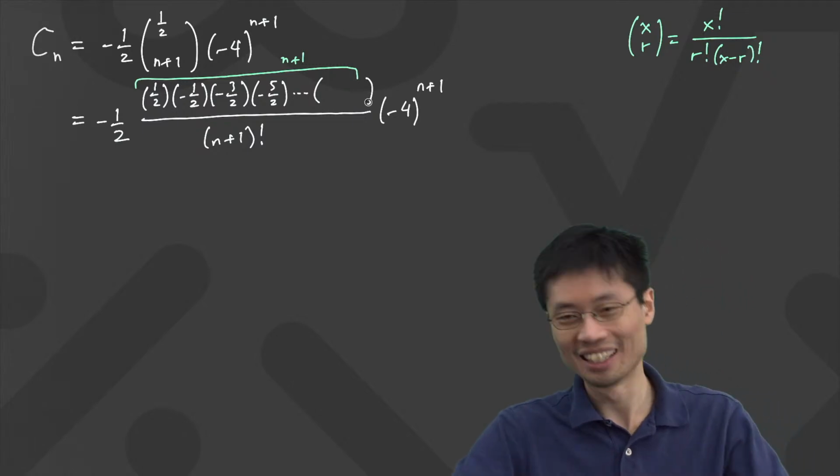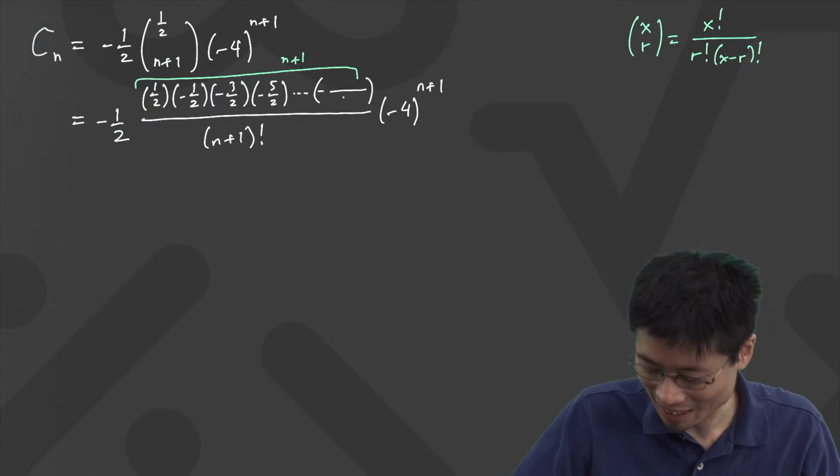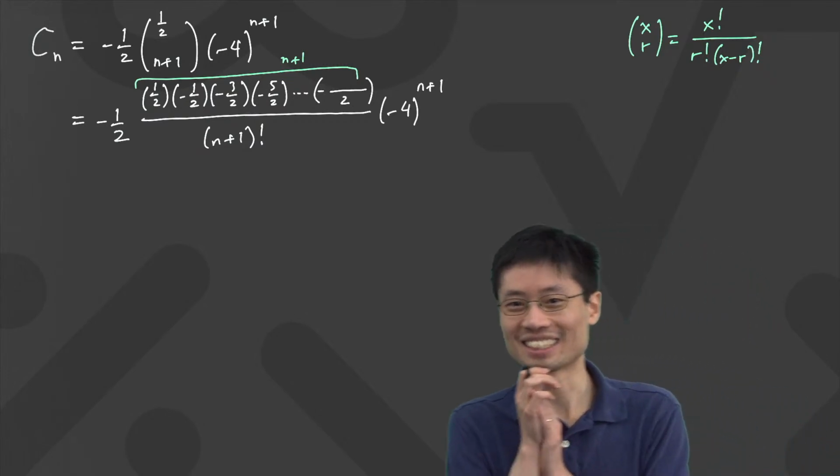I always have trouble with that. What's the last term? I know that it'll be minus, and I know it'll be over 2. But what's on top? Does anyone know?